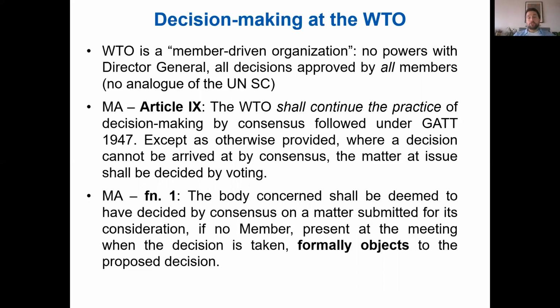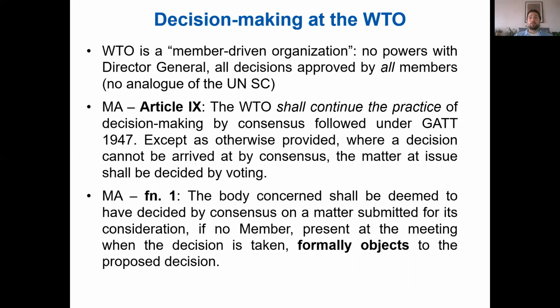So within the system of the WTO, we don't have anything similar to the United Nations Security Council that can issue decisions binding on all UN members. Within the WTO, all decisions are taken by all members. According to the provisions of the Marrakesh Agreement on how decision-making should be performed, the WTO shall continue the practice of decision-making by consensus, which was followed under GATT 1947. Except as otherwise provided, where a decision cannot be arrived at by consensus, the matter at issue shall be decided by voting. That's what the Marrakesh Agreement Article 9 says.